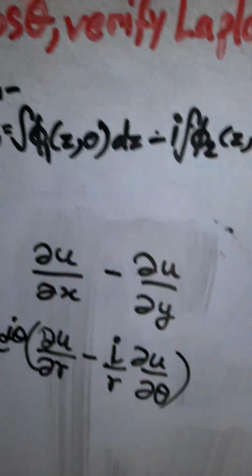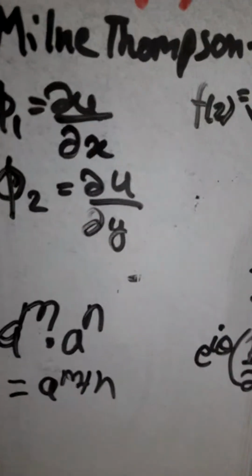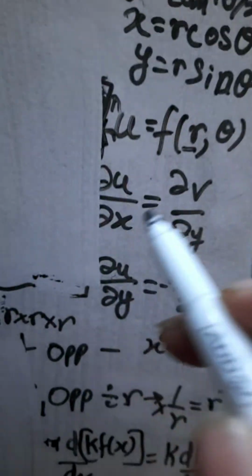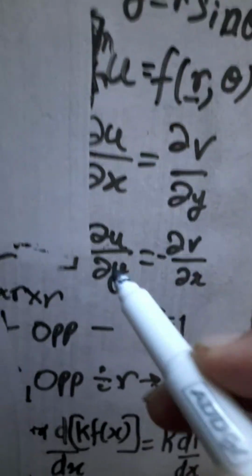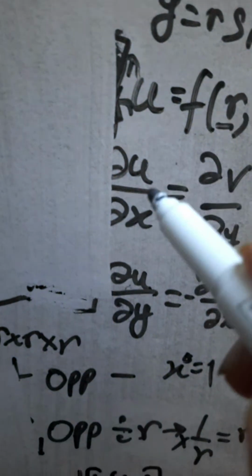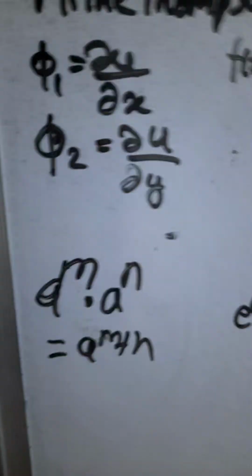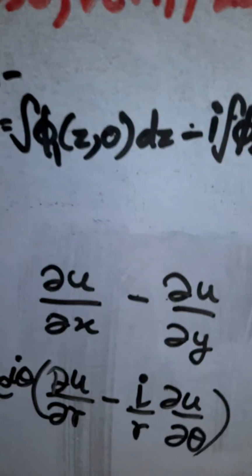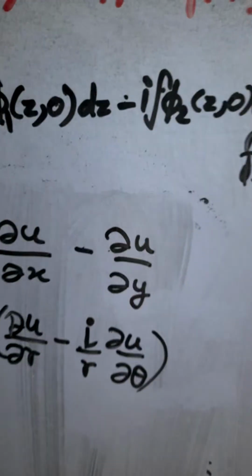So what I gave you as the formula here is, let me tell you. In the CR equation, I told you del u by del x equal to del v by del y, and del u by del y equal to minus del v by del x. So here, we take these del u by del x and del u by del y, whatever is in the CR equation, and we put those in the phi 1 and phi 2 functions, and then we integrate them, because we only have the u part and we have to find v.